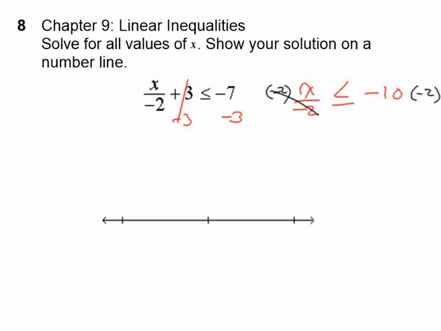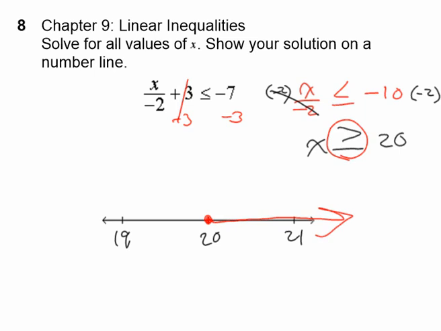Now remember, when we studied linear inequalities, when you multiply or divide by negative values, you have to flip your inequality sign. So because I multiplied both sides by negative 2, I flip my inequality sign, and I end up with the solution of all values that are greater than or equal to 20. So I'm going to put 20 here, 21 here, 19 here. And since it's a greater than or equal to, remember we used a closed boundary point, and any value greater than or equal to will go this way on the number line. All values that are greater than or equal to 20. And that's your solution. Okay, hopefully that helps you guys out.